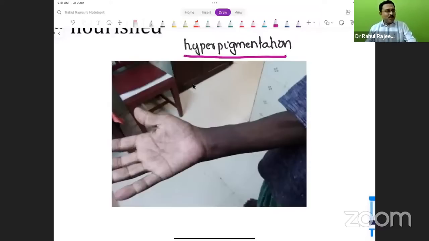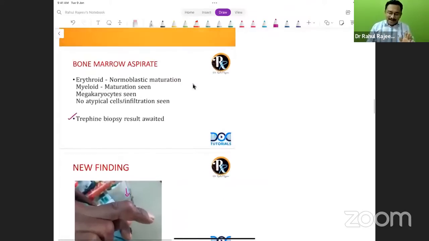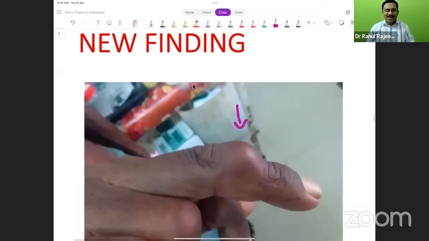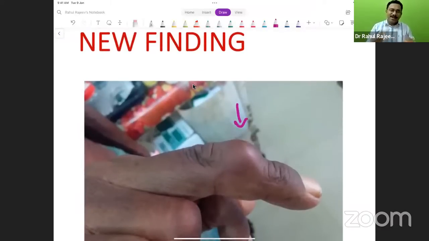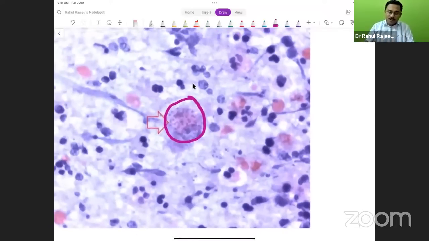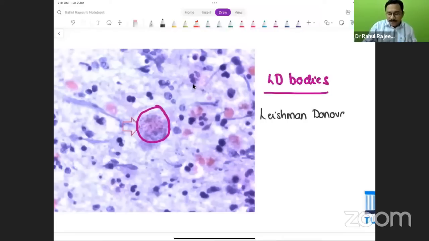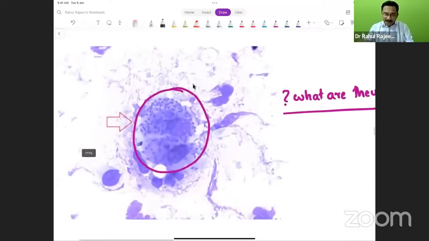So, you should consider, common diseases are common, no doubt about it. But in such a scenario, you should think of certain uncommon diseases as well. Now, this, in fact, is what you call the LD bodies. What are LD bodies? LD bodies are Leishman Donovan bodies. Leishman Donovan bodies or the LD bodies. And you see all these bodies.